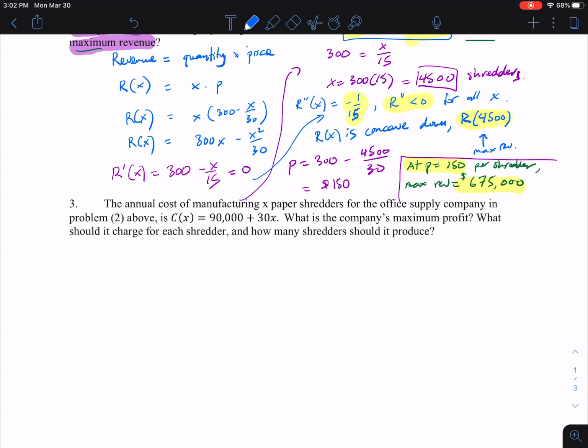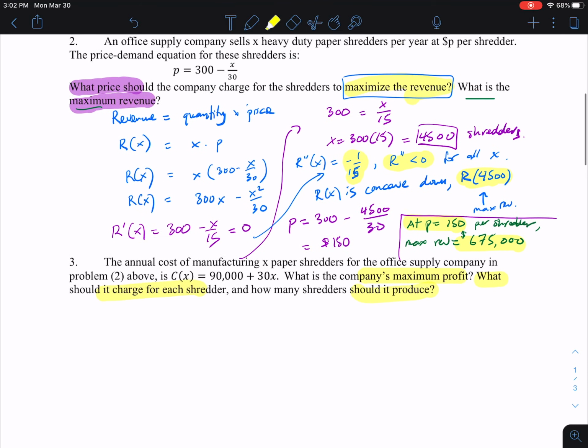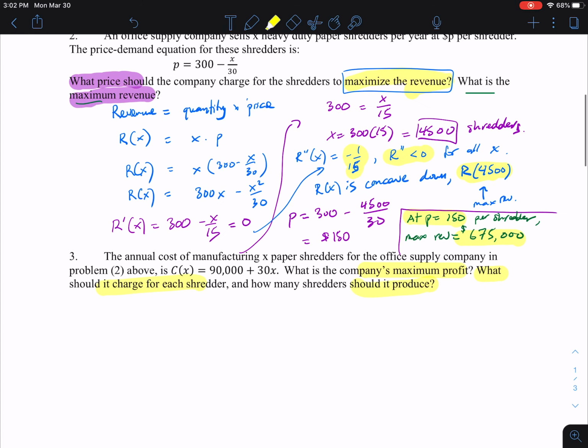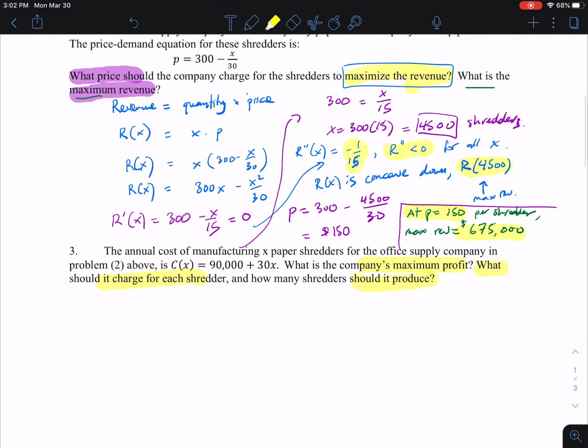And then we also ask to find how many shredders it should produce, and the price per shredder to have maximum profit. So this is slightly different from the maximum revenue. To get the most profit, you want to maximize revenue and minimize the cost. But in this problem, it's asking for the company's maximum profit, how many shredders it should produce, and also how much to charge per shredder.